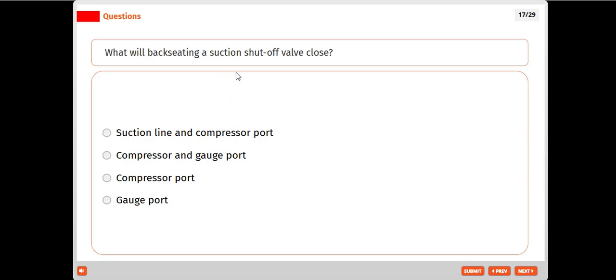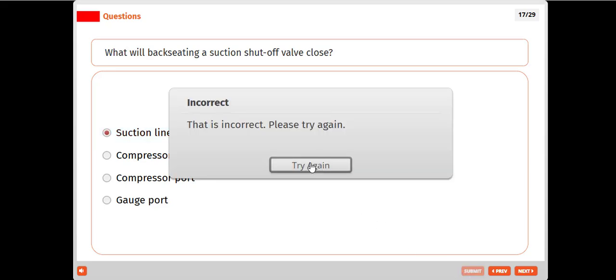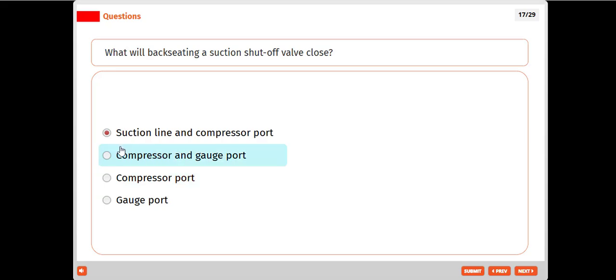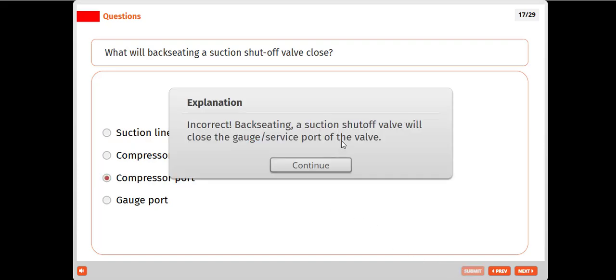What will backseating a suction shut-off valve close? Suction line and compressor port, compressor and gauge port, compressor port, gauge port. Suction shut-off valve, suction line, suction and compressor? No. Okay, not suction. Compressor port. Backseating a suction shut-off valve will close the gauge and service port of the valve.